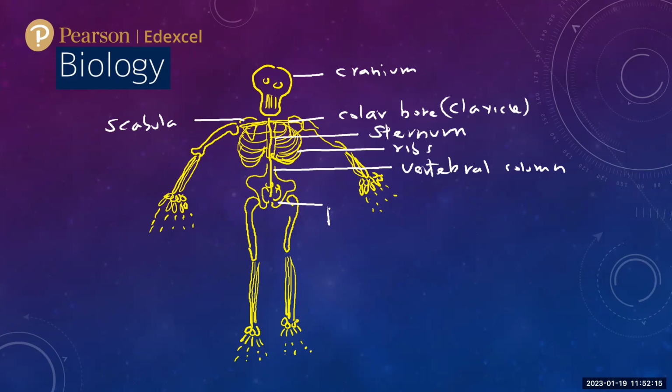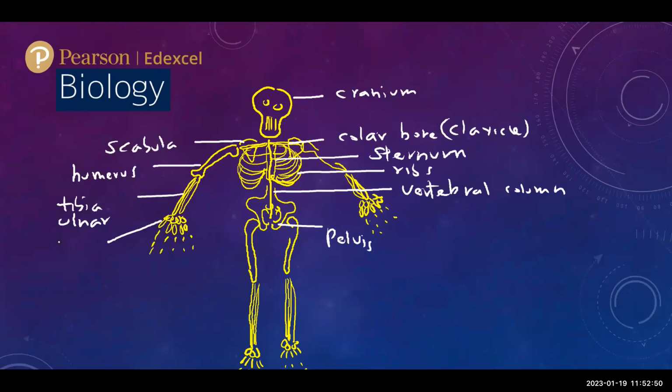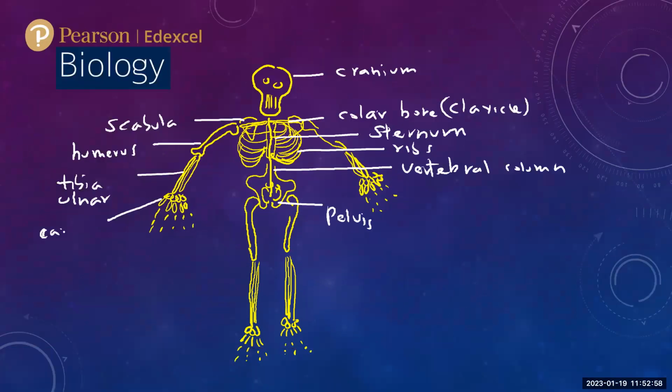The hip bone is called pelvis, and this bone, which is the upper side of the hand, is called humerus, and these two bones are called radius and ulna. And after that, this set of the bones is called carpal, and this set is metacarpal, and these finger bones we call phalanges.